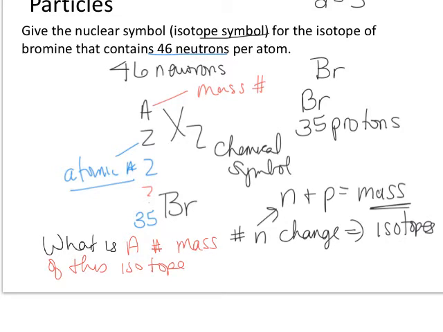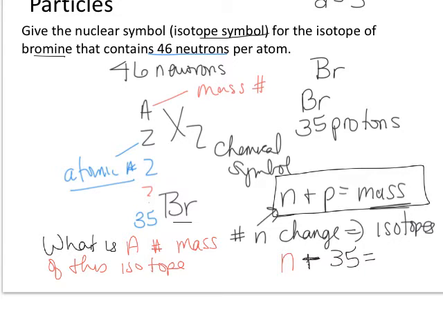So using your formula of neutrons plus protons equals mass, you're going to solve for neutrons. You know how many protons because it's bromine. They tell you it's bromine. Bromine always, always, always has 35 protons.